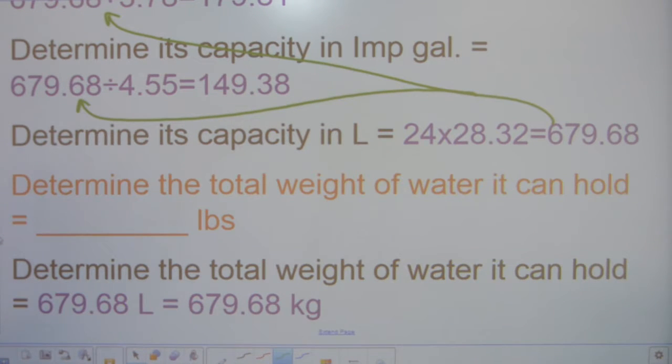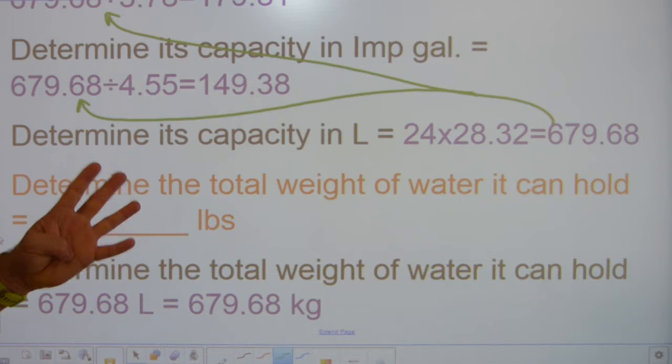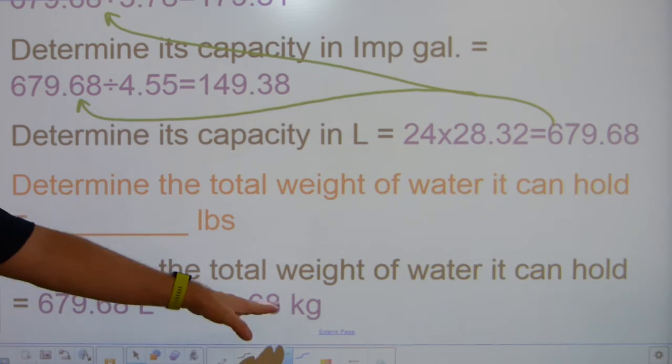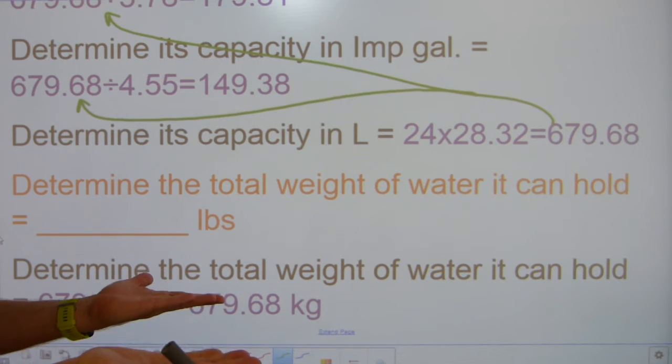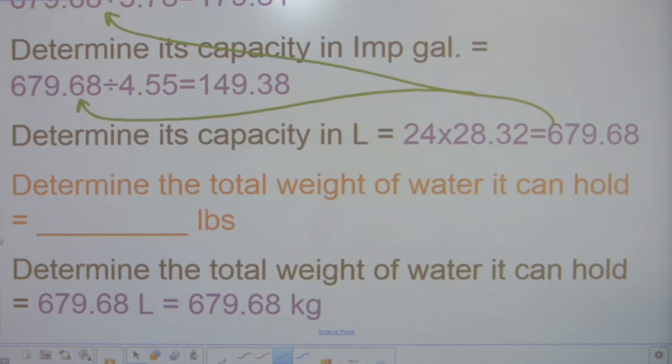One other conversion that can be done is fairly straightforward. 1 liter on the bottom here is just 1 kilogram. It's a 1-to-1 conversion, if the commodity is water, and if this water is at 4 degrees Celsius and measured on a scale in kilograms at standard atmospheric pressure of 101.325 kilopascals. So that's a straightforward conversion.